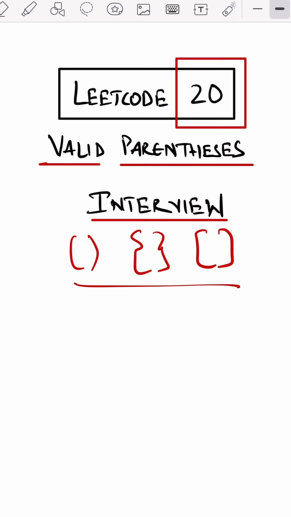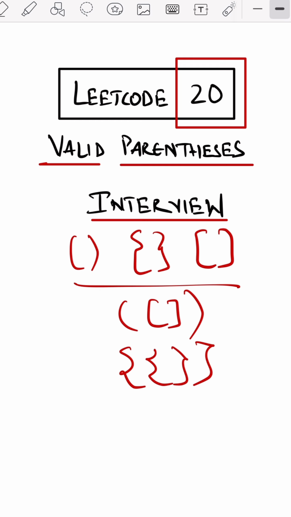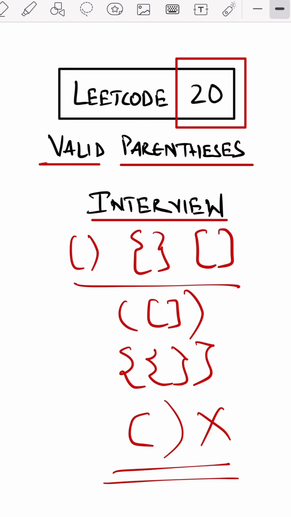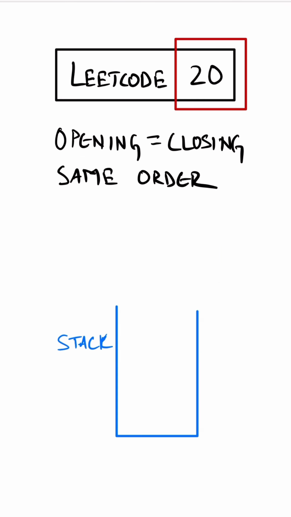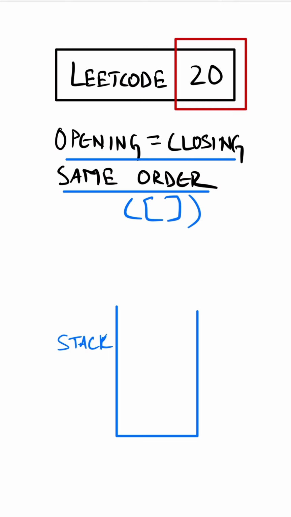For example, this is valid. This is also valid, but this is not valid. The thing we have to remember here is the opening and the closing bracket and the order of the bracket should be same. For example, if we start with a normal bracket and introduce a square bracket, then we have to close the square bracket first and then the normal bracket.